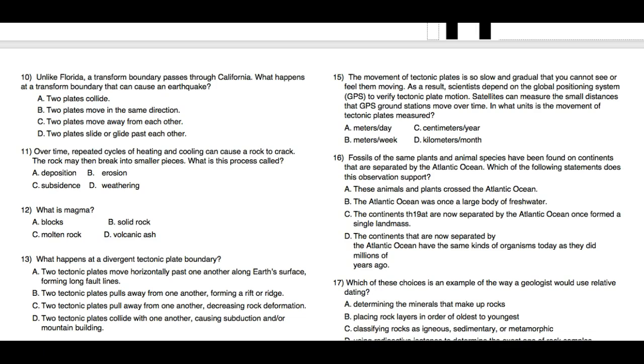A. Meters a day. B. Meters a week. C. Centimeters a year. D. Kilometers a month.